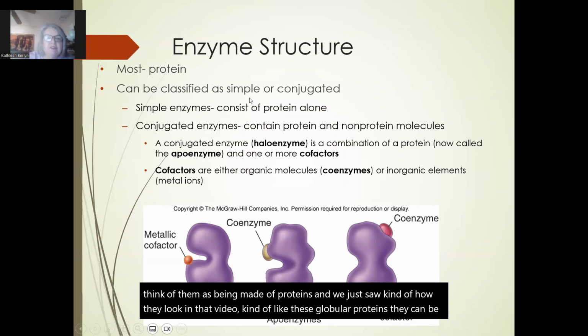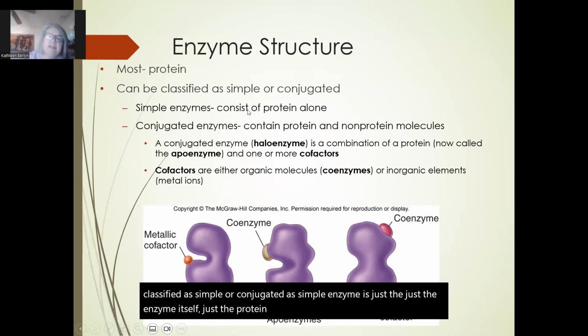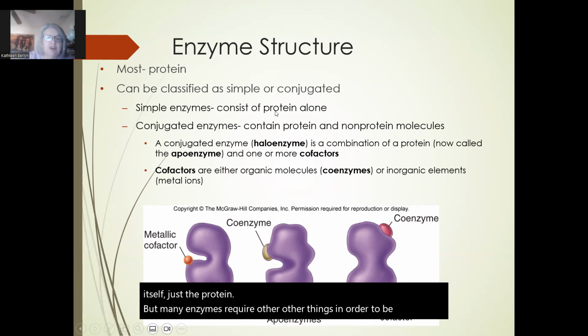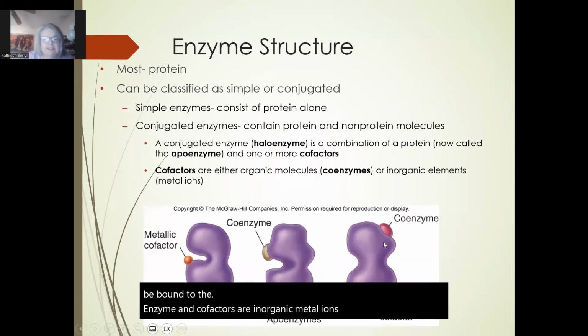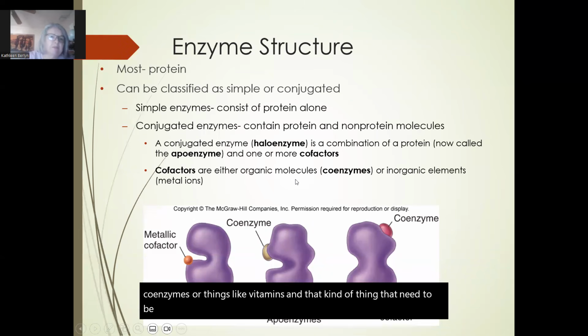They can be classified as simple or conjugated. A simple enzyme is just the enzyme itself, just the protein. But many enzymes require other things in order to be complete, and we call those conjugated. They can have either cofactors or coenzymes. Coenzymes are organic molecules that need to be bound to the enzyme, and cofactors are inorganic metal ions that need to be bound. So things like magnesium and zinc are cofactors, and coenzymes are things like vitamins that need to be bound to make an enzyme functional.